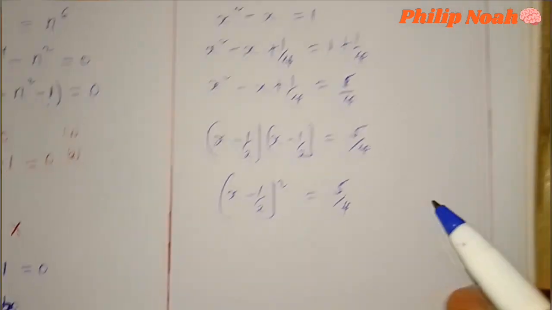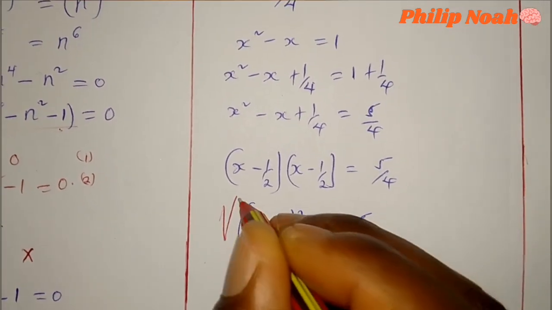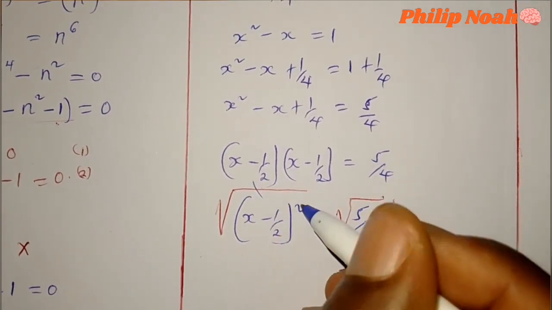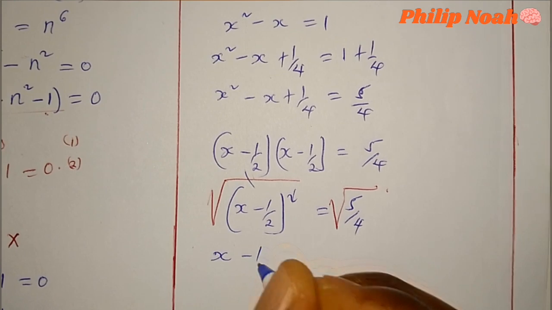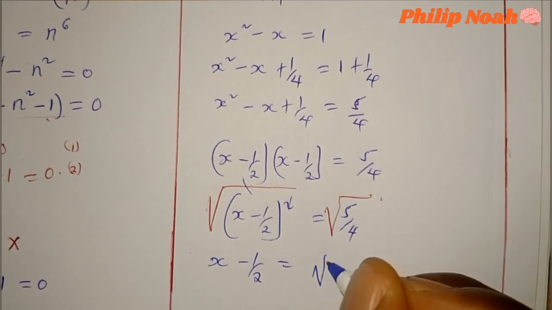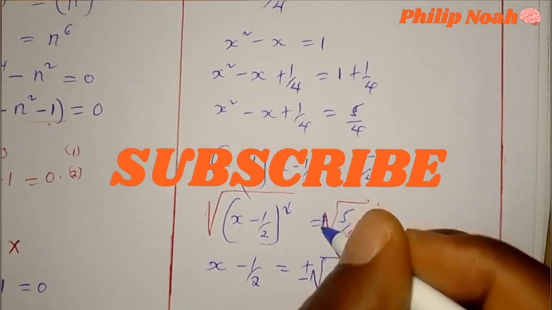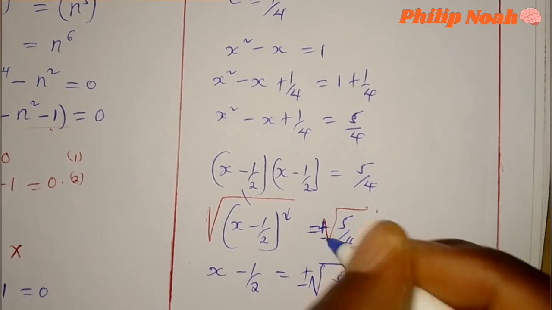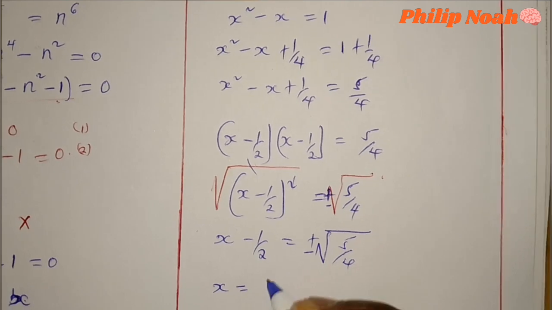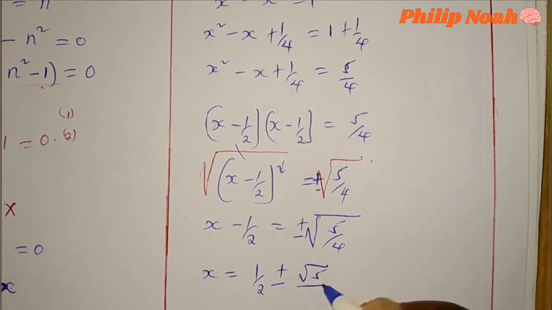What shall we do here? We take the square roots on both sides. We apply the square root on both sides, and now we have this and this goes. We have x minus a half is equal to the square root of 5 over 4. It is plus or minus. The square root of a number is either plus or minus. Are we there? Now, x is equal to a half plus or minus root 5 over 2.